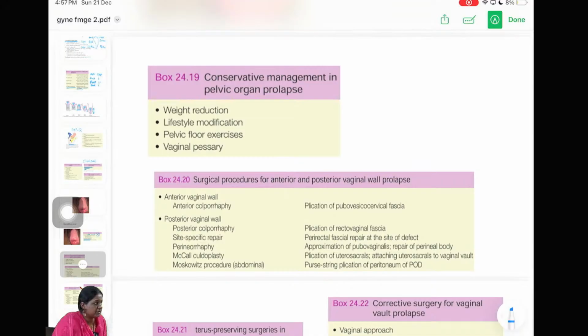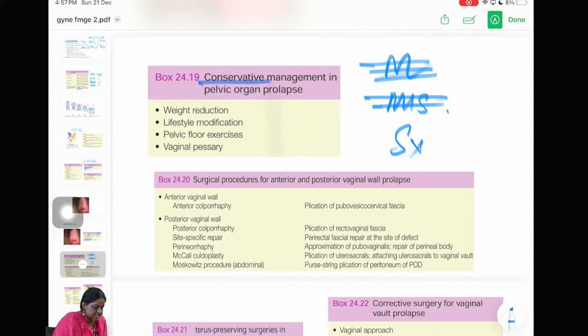So what is the conservative management and surgical management? There is no medical management for prolapse. Everywhere we would have studied medical management, minimal invasive surgery, and then surgery. But here there is no minimal invasive surgery or medical management at all. Either you conservatively manage, how do you do? Weight reduction, lifestyle modification, pelvic exercises, and vaginal pessary. The next is going to be a surgical procedure only.